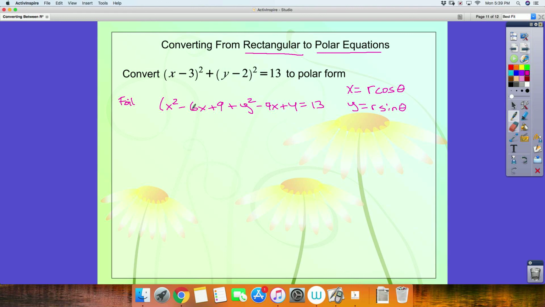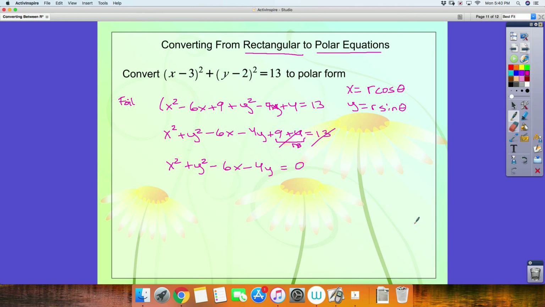And then let's go ahead and group these by term. So I have x squared plus y squared. I have a minus 6x and a minus 4y. And remember, my 4's turn into 9's on this program for some reason. And then I have a plus 9 and a plus 4 equals 13. So right away I can see that equals 13, so that's going to cancel out with that. So now I have x squared plus y squared minus 6x minus 4y equals 0.